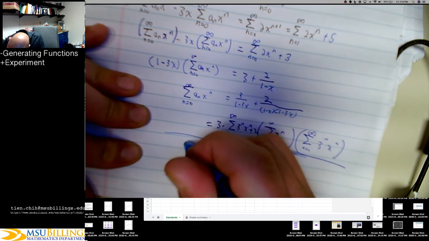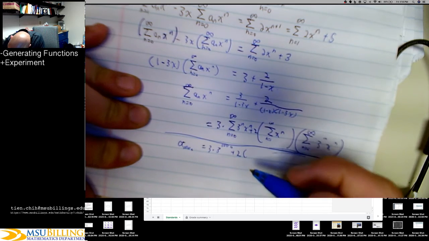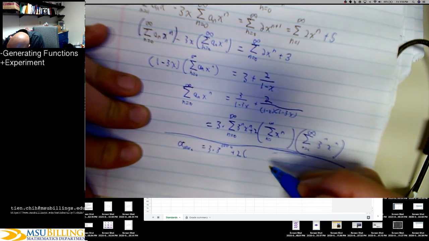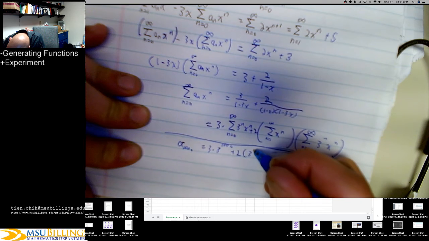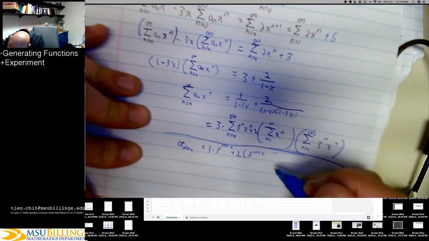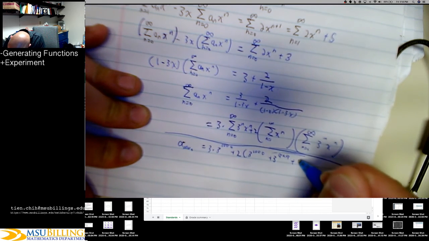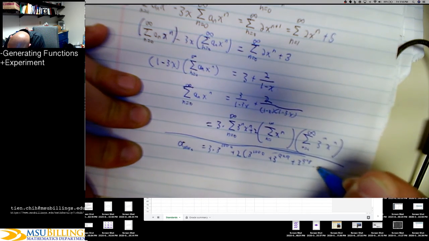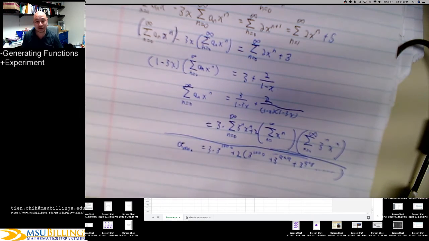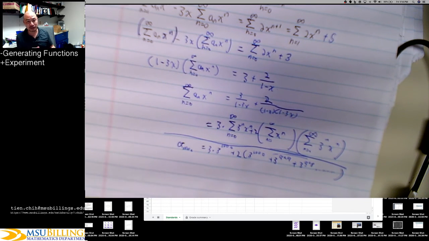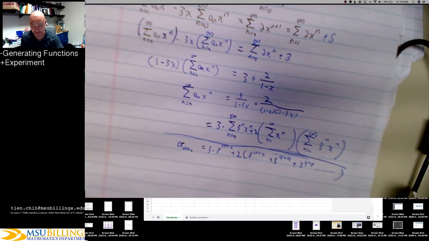So this isn't 0, so a sub 1000 is equal to that 2 times 3 to the 1000th plus 3 to the 999 plus 3 to the 998, etc., etc. So this isn't a great sum to compute, but I can still compute it with a lot fewer calculations, a lot more directly than it would take to have generated the first 1000 terms of this sequence directly.